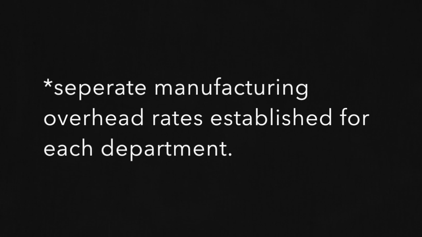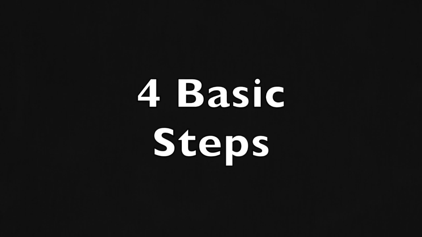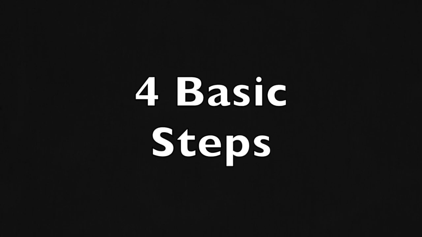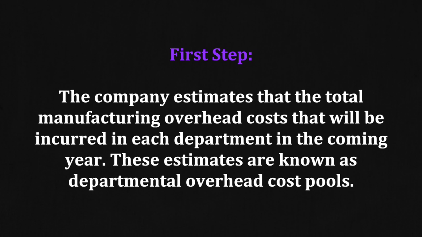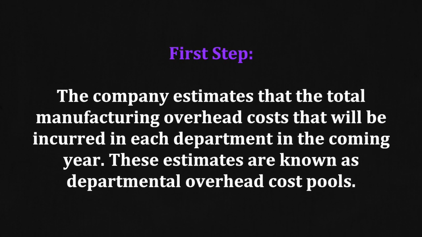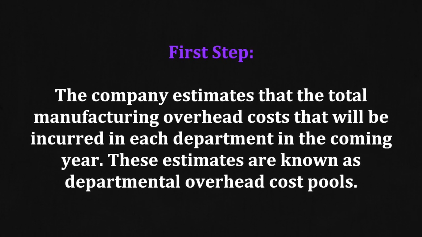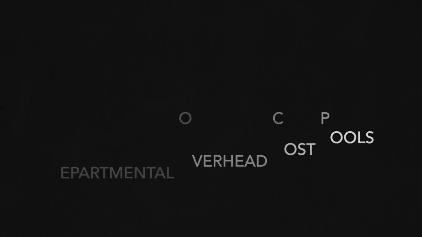In the book, it simply is defined as separate manufacturing overhead rates established for each department. With that, we can use our 4 basic steps used to allocate manufacturing overhead using departmental overhead rates. The first one is the company estimates the total manufacturing overhead costs that will be incurred in each department in the coming year. These estimates are known as the departmental overhead cost pools.